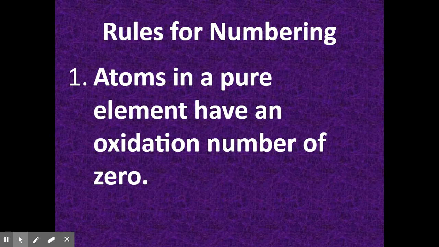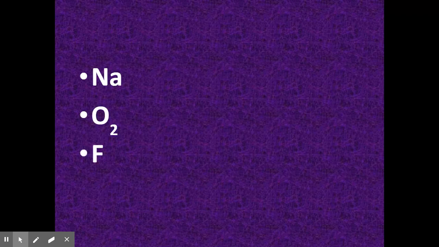Rule number 1, when we have atoms that are of pure elements or they're not combined with another type of element, the oxidation number is always 0. So if we look, for example, at sodium, if we ask what's the oxidation number of just sodium or just oxygen or just fluorine by themselves, not combined with anything else, the oxidation number is going to be 0.